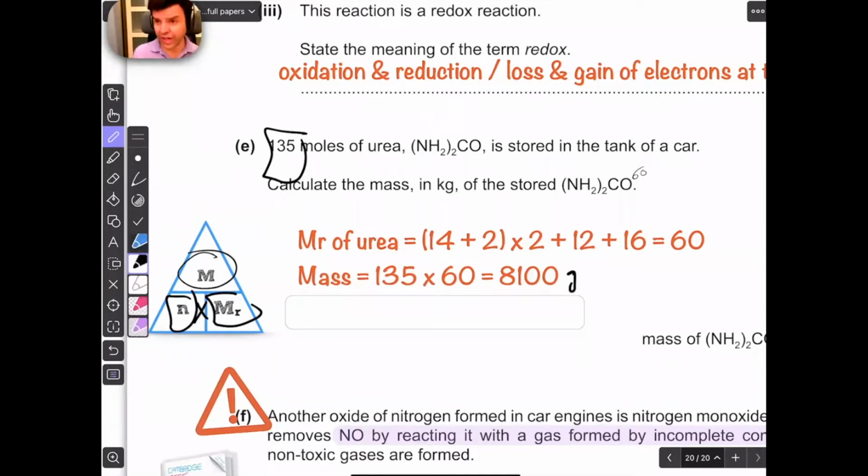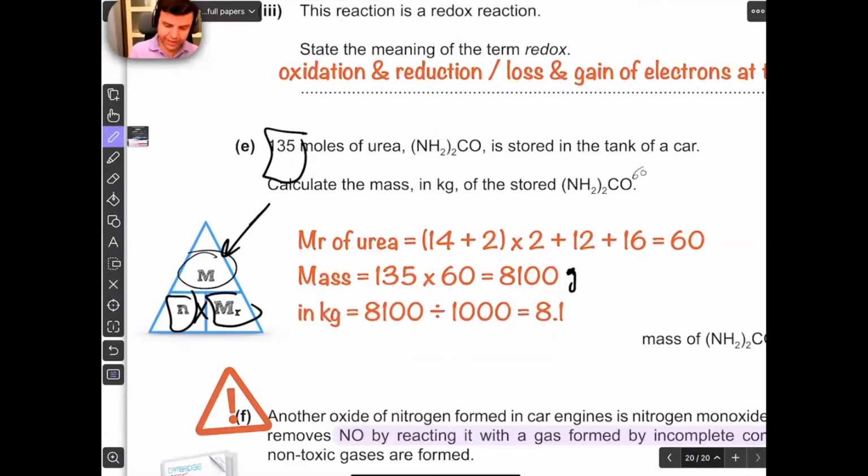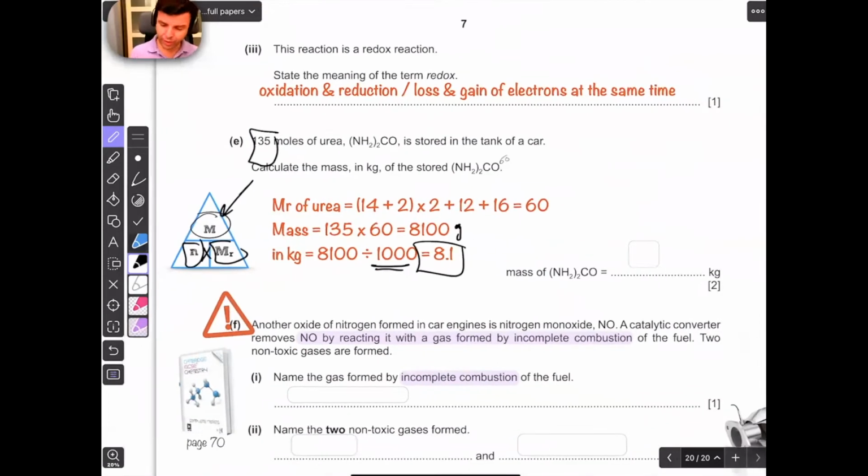How do I know it's grams? Because this formula gives you the mass in grams, right? The molecular mass is grams per mole and the moles, so you always get the answer in grams by default. How would you convert grams to kilograms? You're going to divide by 1,000. So I take this answer and divide by 1,000. It gives me my final answer in kilograms. That's what they want. Okay, all right. Any questions?